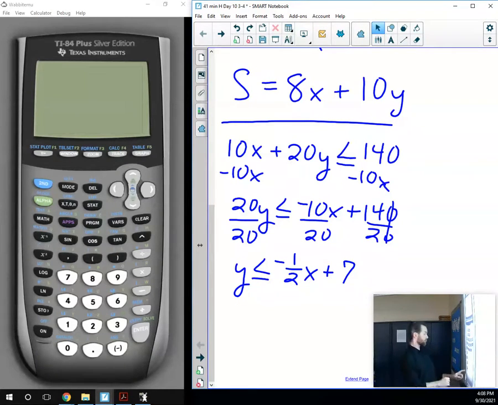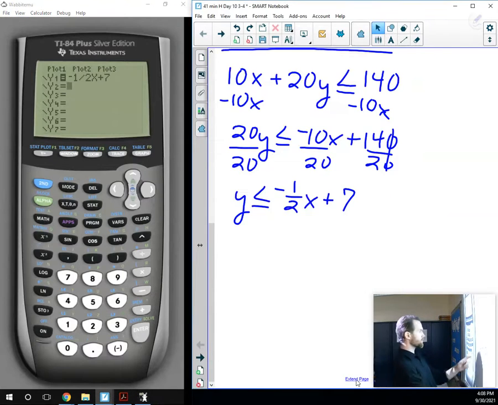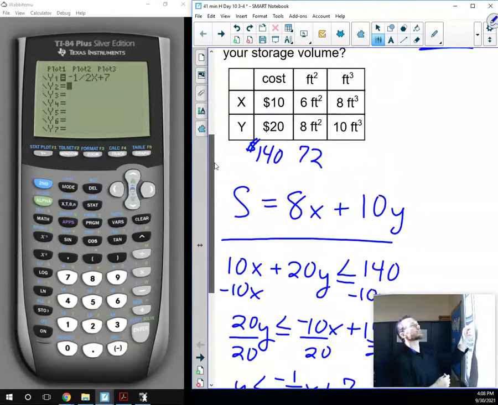Let's plug that right into our graphing calculator, turn it on. Let's go to Y equals before graph. It's negative 1/2 x plus 7. I'm going to leave that right there because we need Y2. We need our second constraint. So a little bit more space. Scroll back up.